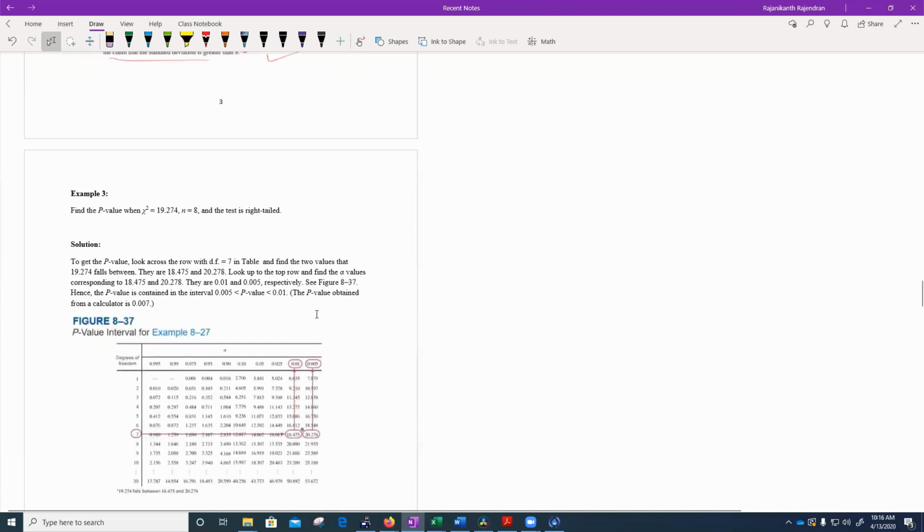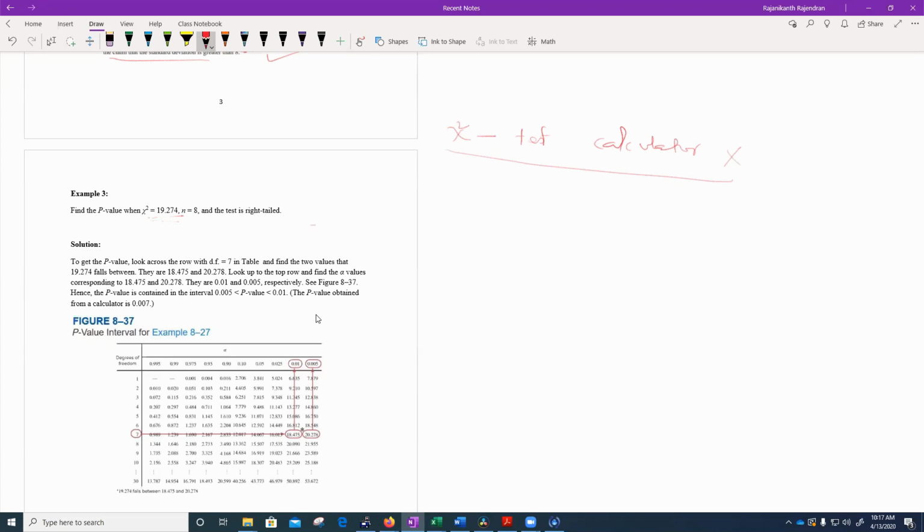This problem is kind of a different problem. Remember, we don't have an option in your calculator to use a chi-square test. So there's no chi-square test in your calculator, which means we can't use the calculator here. But then how do you find the p-value for this critical value? The critical value and n are given, and they are asking us to find the p-value.